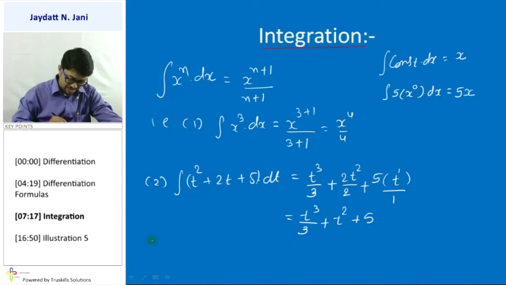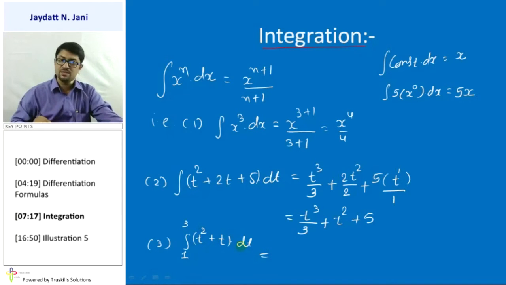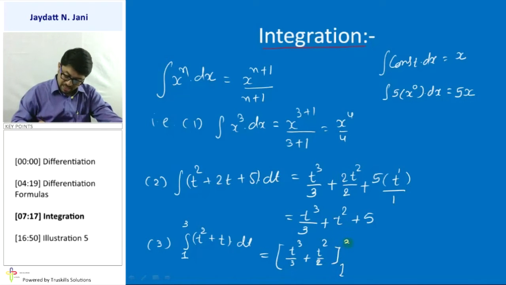There is a very simple example for it. If I consider integration limit from 1 to 3, suppose there is t square plus t dt. So you have to treat it as a simple integration: that t square becomes t cube by 3 plus t square by 2. And now here this is a lower limit and this is an upper limit.